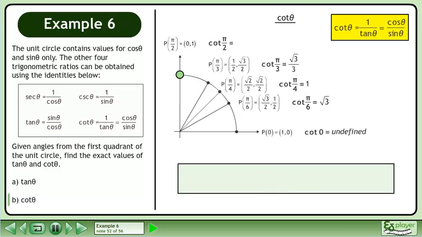Now we'll find the exact value of cotan pi over 2. Cotan pi over 2 is equal to cosine of pi over 2 over sine of pi over 2. The cosine of pi over 2 is equal to 0, and the sine of pi over 2 is equal to 1. Divide to get 0. The exact value of cotan pi over 2 is 0. We have now found all of the cotangent ratios.